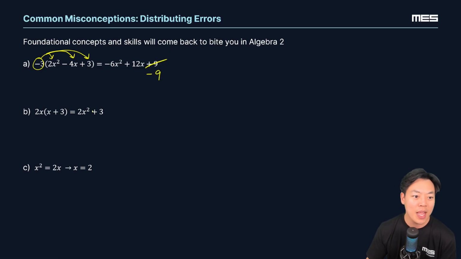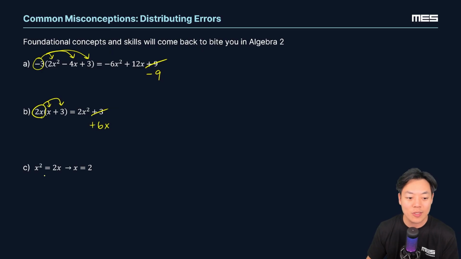Very common error. Now, another one here, common mistake, 2x, dealing with variables. So 2x times x is 2x squared, and forgetting to distribute the 2x to that second 3 in the parentheses. Very common mistake. This should be plus 6x right here.